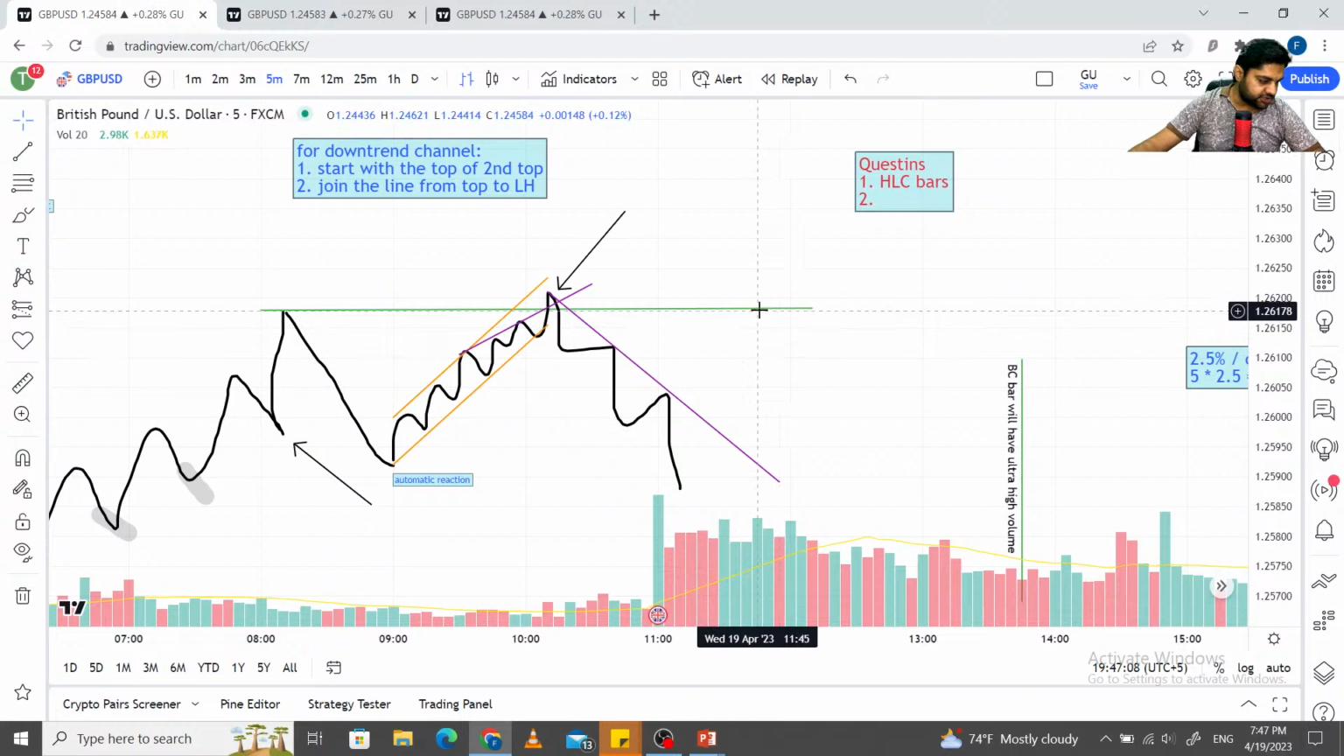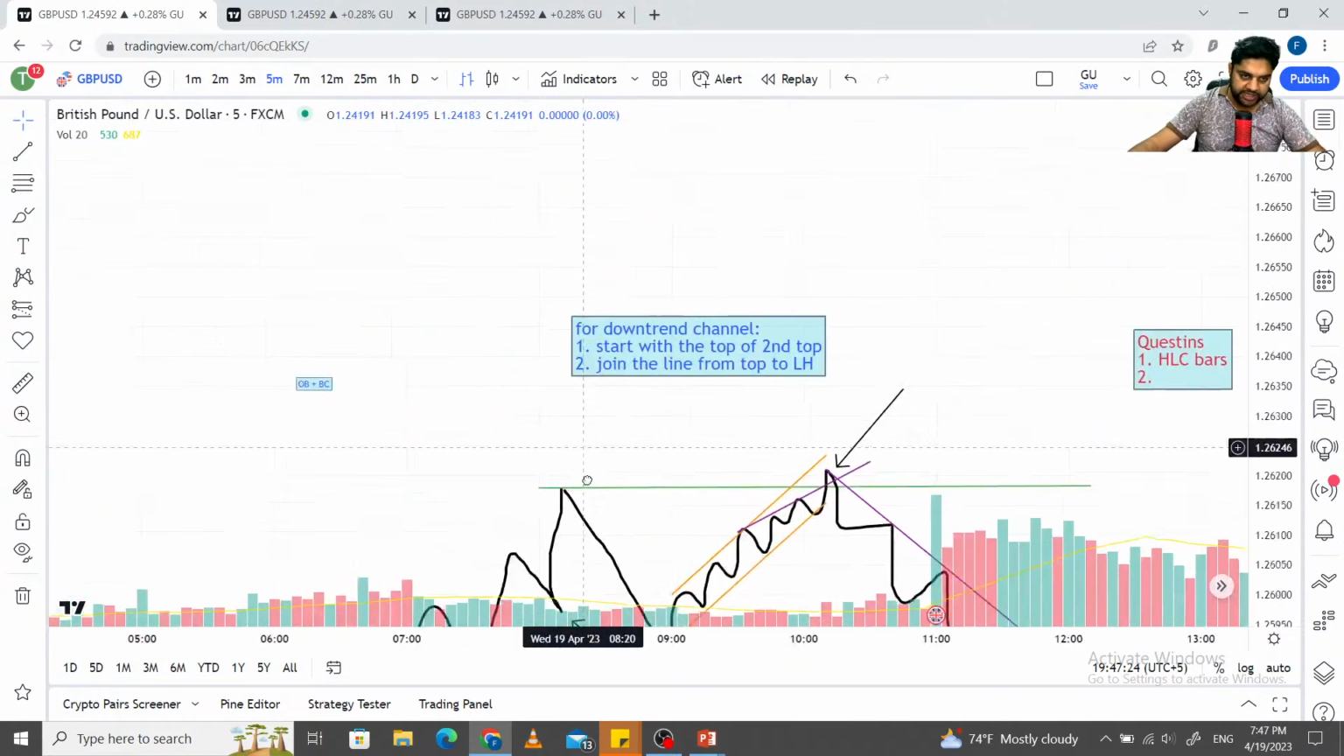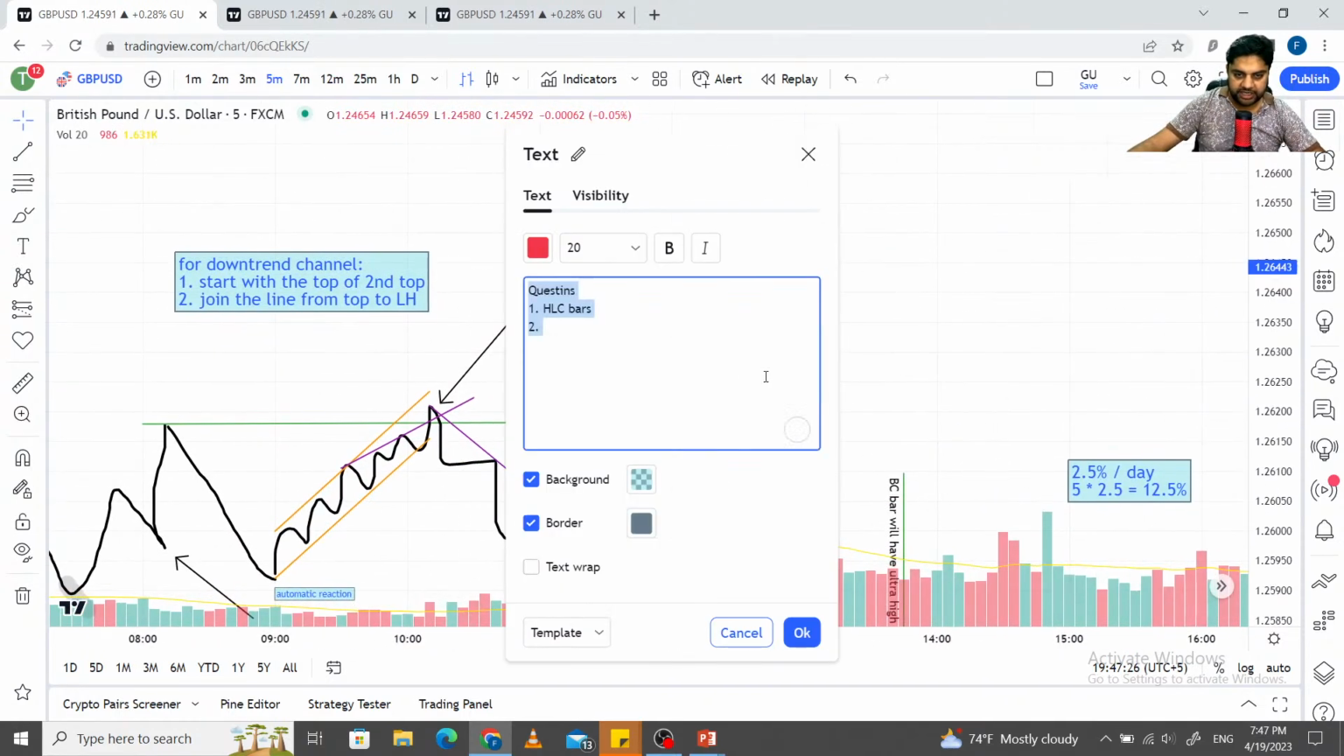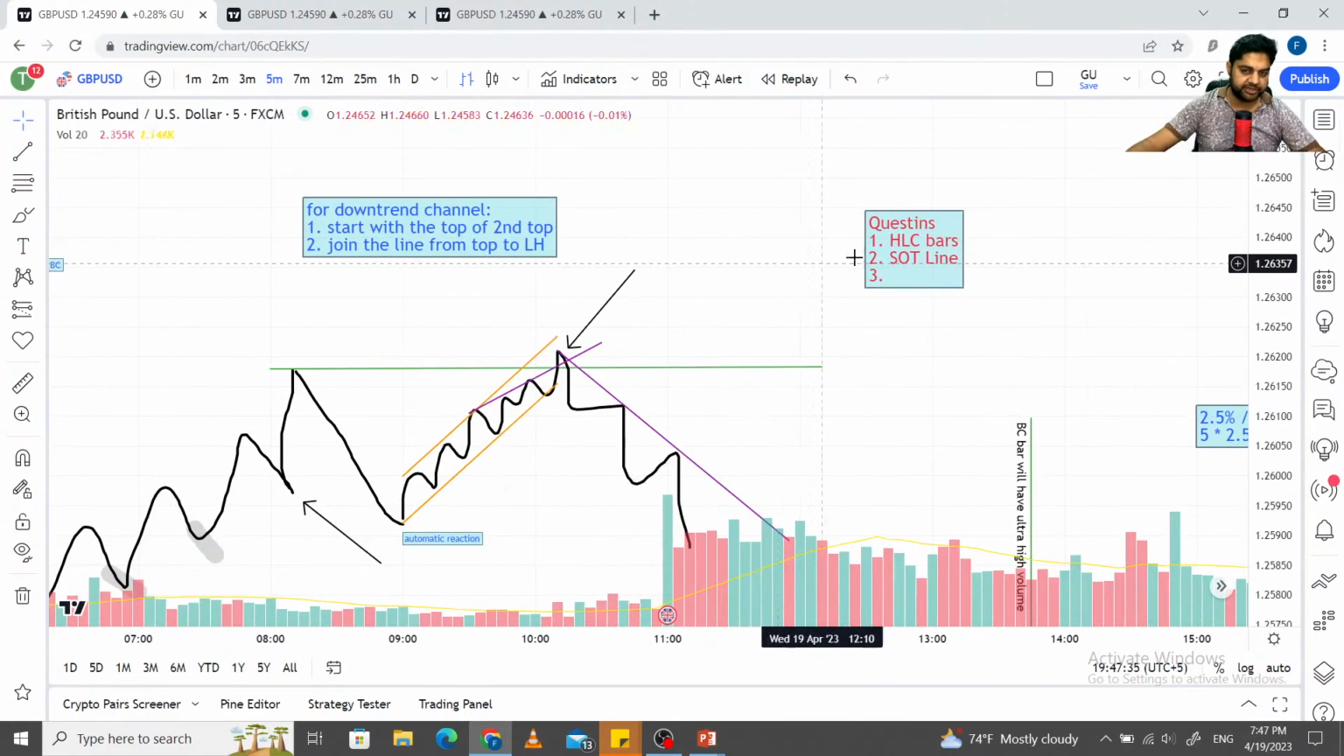We can draw SOT. Okay, so Saeed Khan is asking, we can draw SOT line everywhere. I mean, we draw SOT line in bottom and top, in the middle, or trend line also. Okay, Saeed Khan ji, only at the top and bottom. So I will include your question, and I will answer it a little bit later.